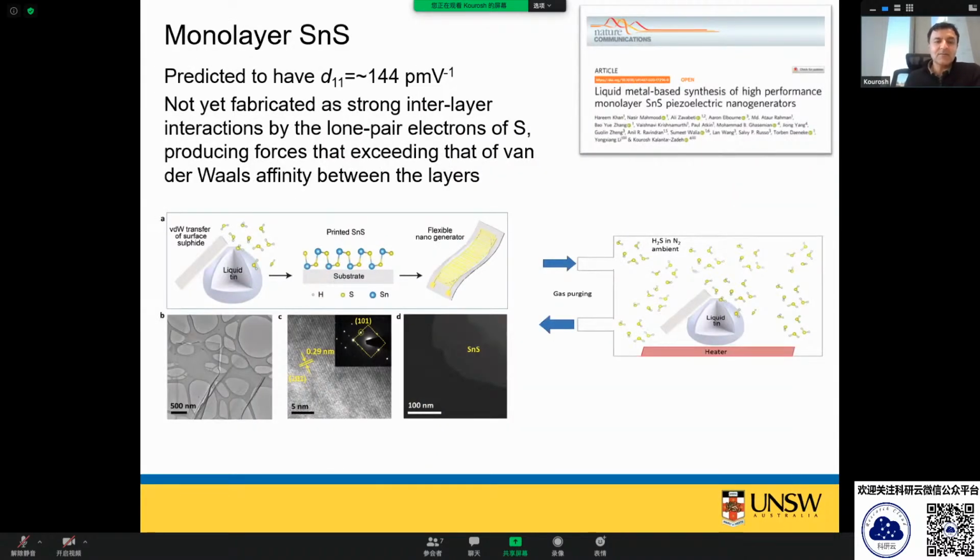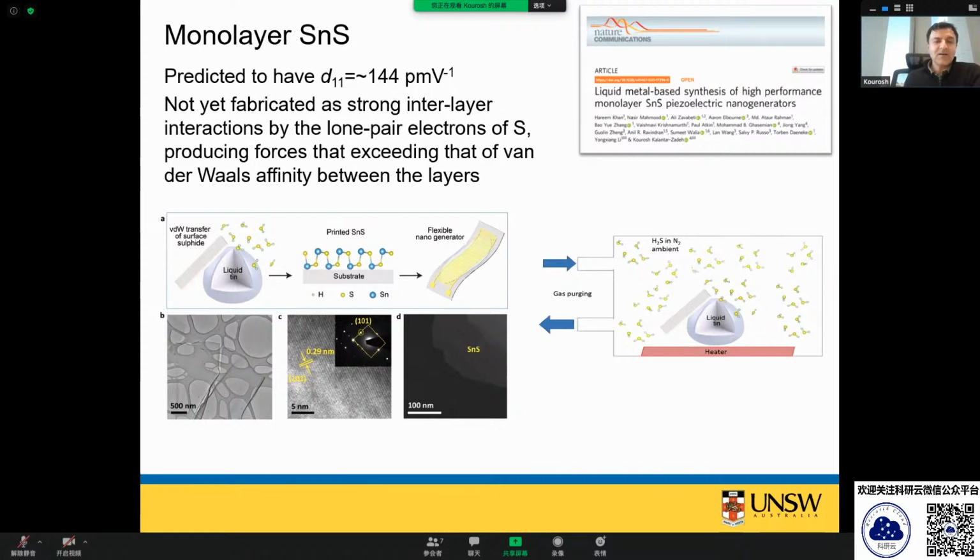Another example here, tin sulfide. In 2015, a group at Michigan University predicted that this material can have a very high piezoelectric coupling coefficient, d11 of 144 picometer per volt. It's really gigantic. No one has been able to make it because the lone pair electrons of sulfur in the layers of tin sulfide produce a much stronger force than the van der Waals forces between the layers. No one could exfoliate it using sticky tape or simple sonication kind of exfoliation methods.